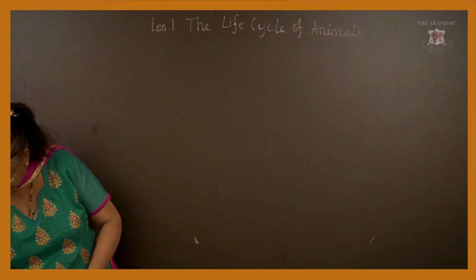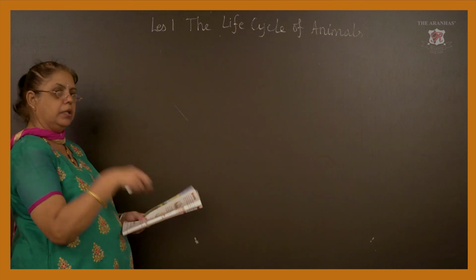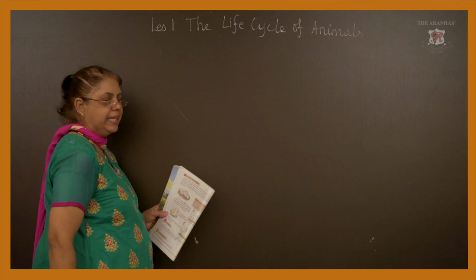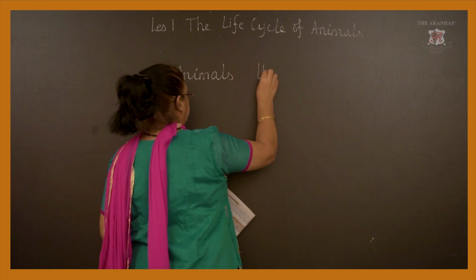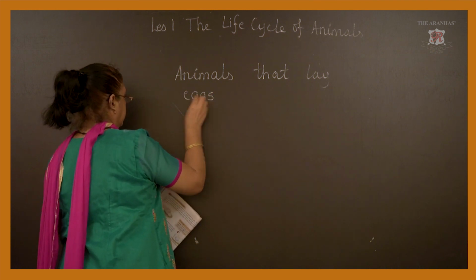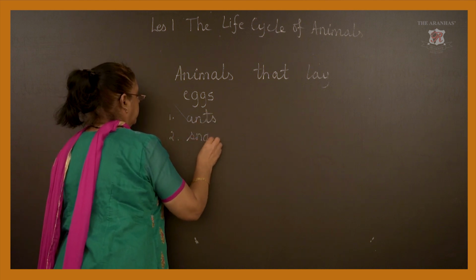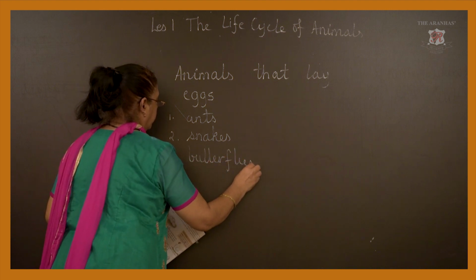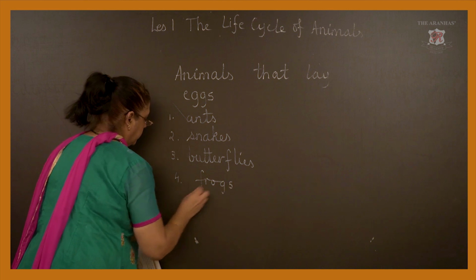Now we come to the next part of the lesson. Yesterday I revised with you the new term which we learned. First we will learn about the animals that lay eggs. Now there are some animals which lay eggs. Animals that lay eggs. Now these are ants, snakes, butterflies, frogs, fish.